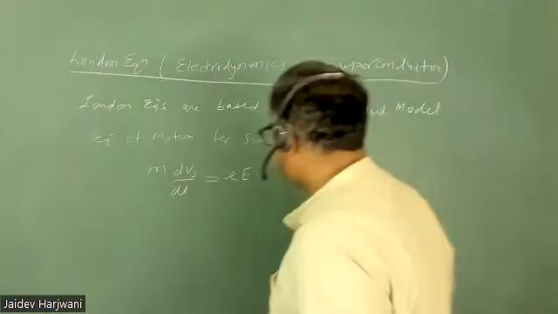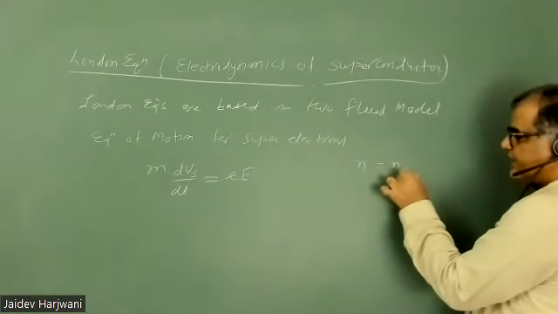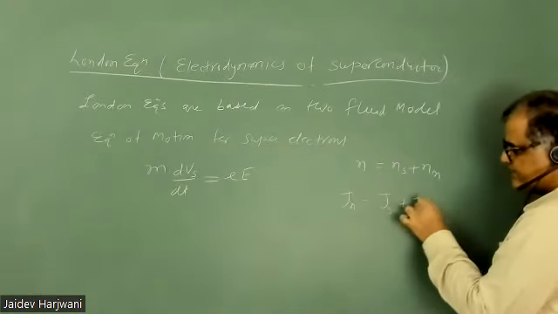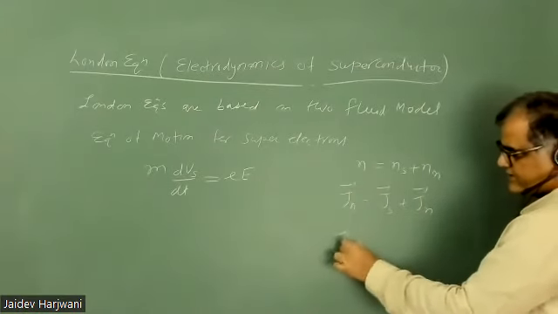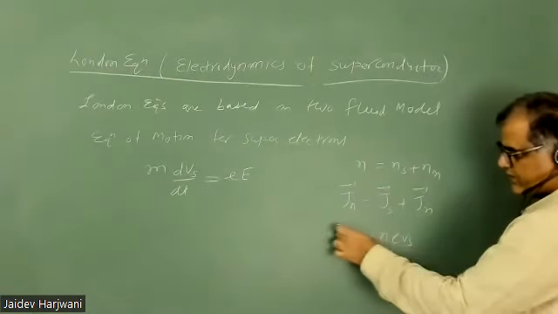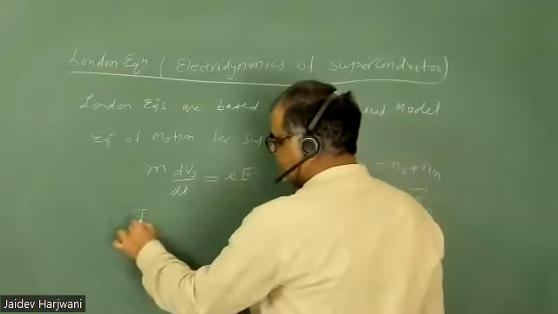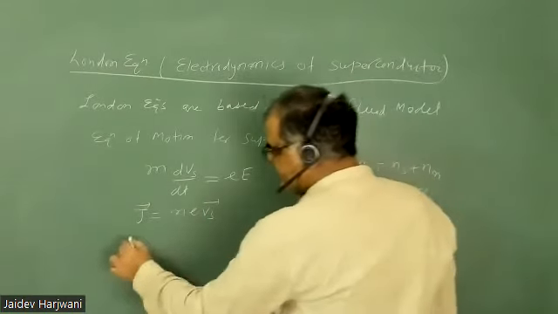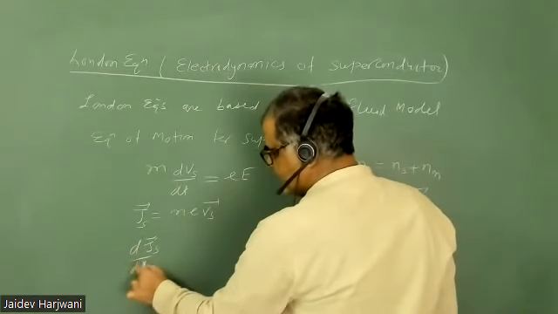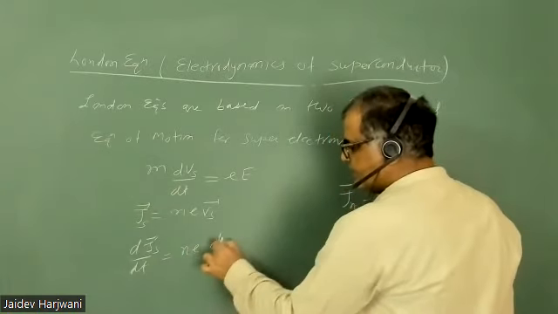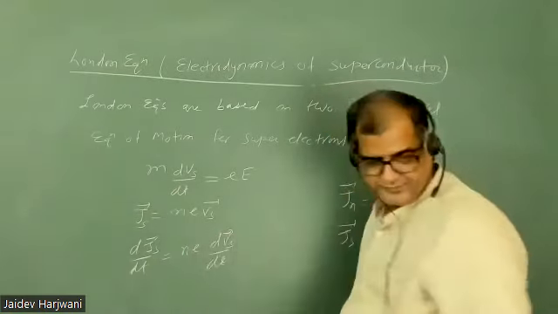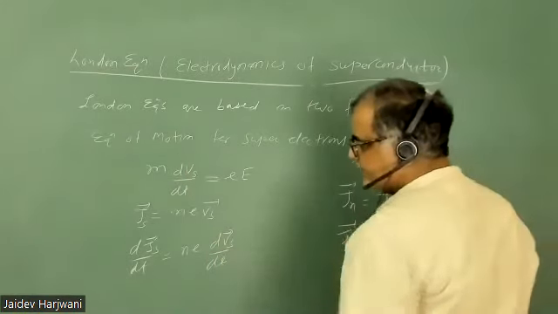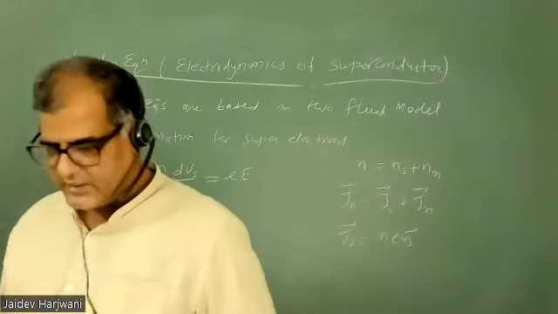Now, if you have n equal to ns plus nn, normal, and if I write the current density in a superconductor, that is equal to Js plus Jn. The Js current is proportional to velocity, that is ns e vs. So here I can write J equal to n e vs. Now if I differentiate this, dJs upon dt equals n e dvs upon dt. Now if you put the value of dv by dt in this equation, that will give you the first London equation. Put the value and tell me what the equation is.